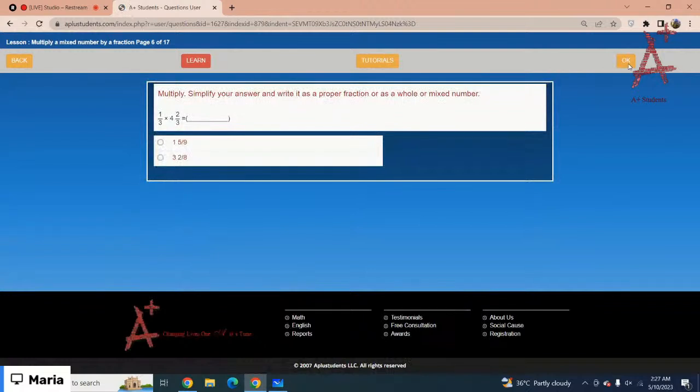Okay, the next one is 1 by 3 times 4 whole 2 over 3. That's 14 over 3 times 1 over 3. 14 times 1 is 14 and 3 times 3 is 9. So it would be 14 over 9, which is 1 whole 5 over 9. The correct option is 1 whole 5 over 9.